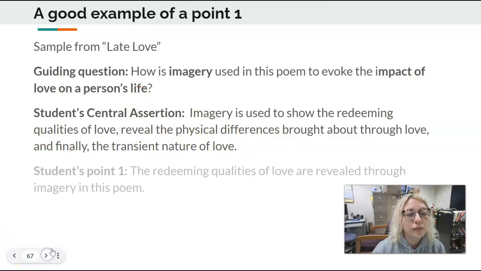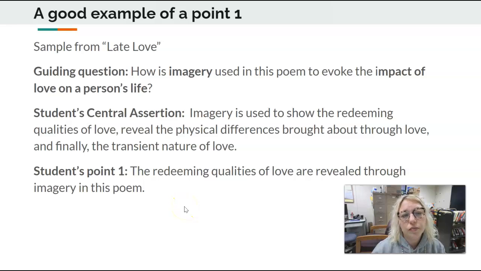So here's their point 1. The redeeming qualities of love are revealed through imagery in this poem. All right, and you see that right here. And so now they've just stated it in a complete sentence. It's a simple sentence. So don't try to make your sentences really complex in this essay. Try to make your sentences concise. Feel free to show off your use of language, but without being wordy. Keep the sentences short when you can and get right to the point.